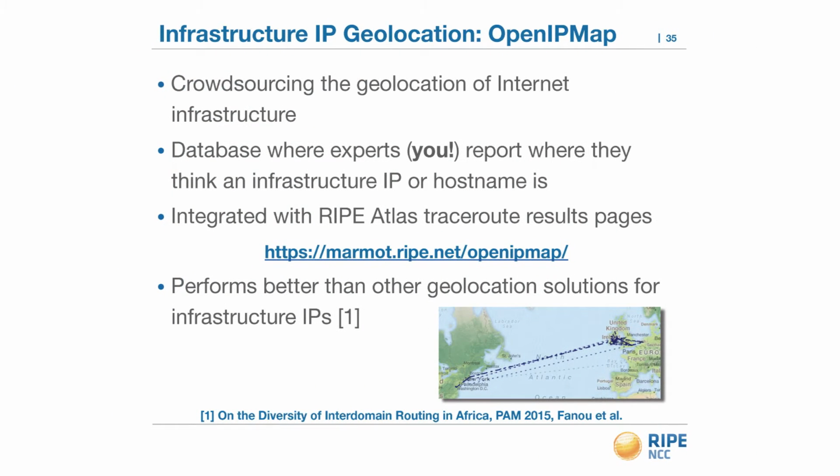Then this is an interlude to get to how do we figure out if paths are out of country or not. We have an IP geolocation database for infrastructure. If you want to do IP geolocation, MaxMind works pretty well for eyeballs, not for infrastructure. So what we're doing here is crowdsourcing the geolocation of internet infrastructure. So basically this is a database where experts, you, report where you think infrastructure, IP, or hosting is. And a couple of people here in the room have been really instrumental in helping out populate the database. Martin Levy, Arnaud, they were a couple of the founding people helping out with this effort. I'm really grateful for that.